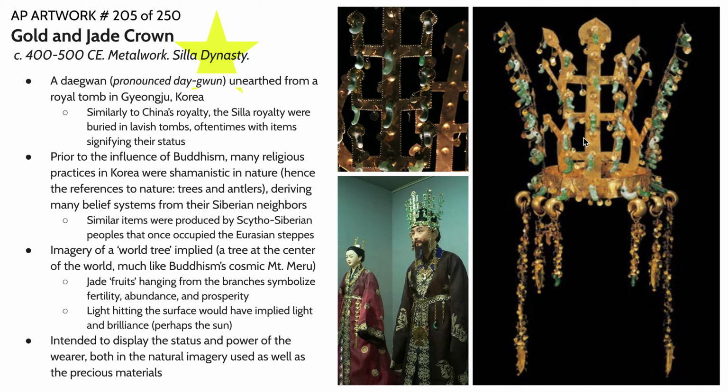This crown is primarily made of gold, so you can imagine that when an individual was wearing it and going out into the sun, the sun would have reflected off the surface and made it almost blindingly bright. So there's also this implication of the ruler or the person in power being a bringer of light, or someone who emits light. So this was something that was very much intended to display the status and power of the individual who was wearing it, and the natural imagery and the precious metals integrated together would have further emphasized that view.